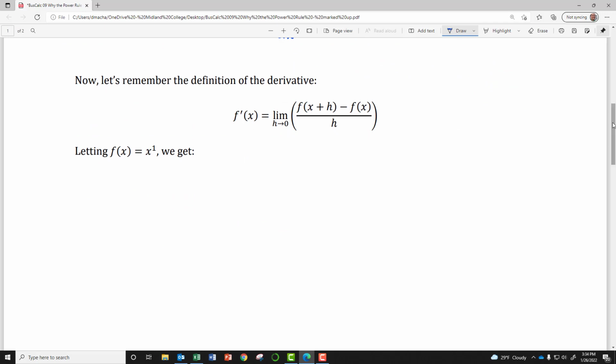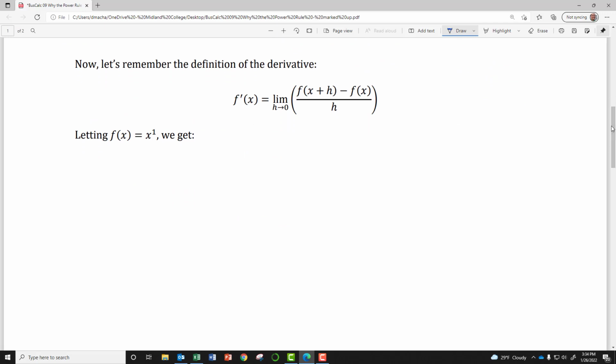Now let's remember what we stated for the definition of the derivative that came up a few lessons ago. It's this limit as h approaches 0, and in the numerator we have our function evaluated at x plus h minus the function evaluated at the point x, all divided by h. This time, our f of x function is going to be x to the first power. In other words, we're talking about the case where the power rule applies and n is equal to 1.